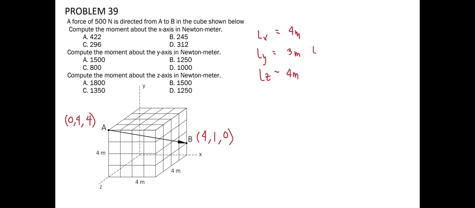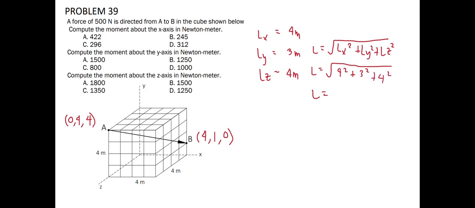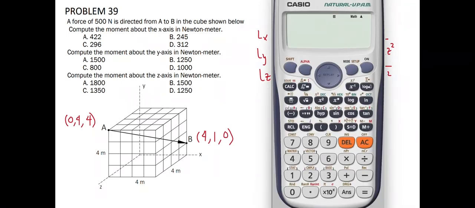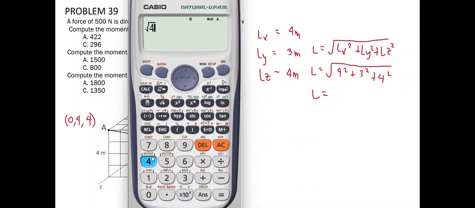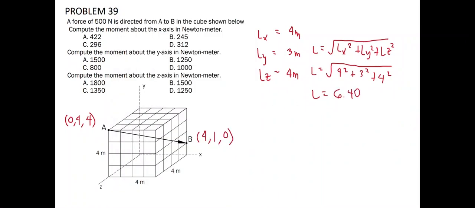Now we can solve for the overall length by taking the square root of the sum of the squares of the components, that is Lx squared plus Ly squared plus Lz squared. So we have L equal to the square root of 4 meters squared plus 3 meters squared plus 4 meters squared. Solving, L is equal to the square root of 41, or approximately 6.40 meters.